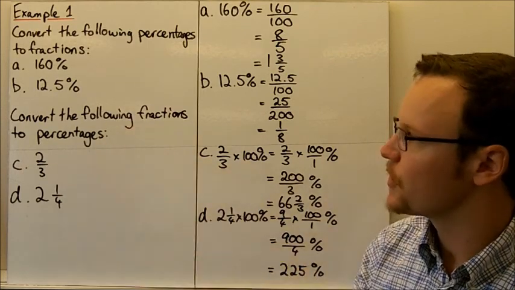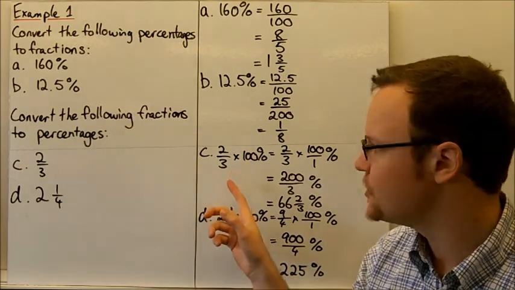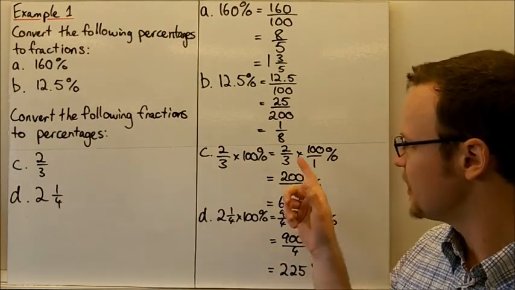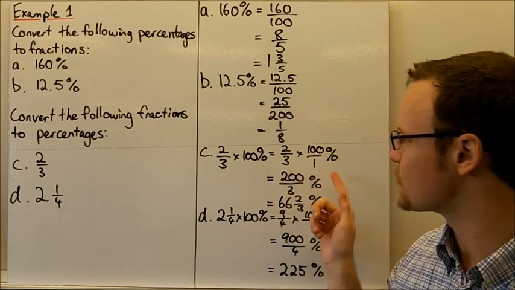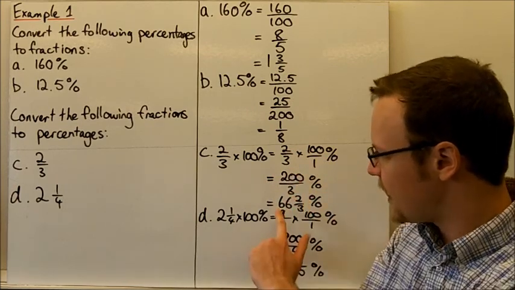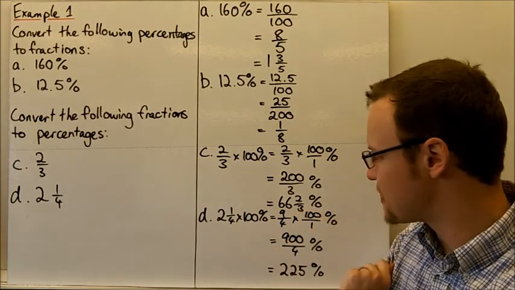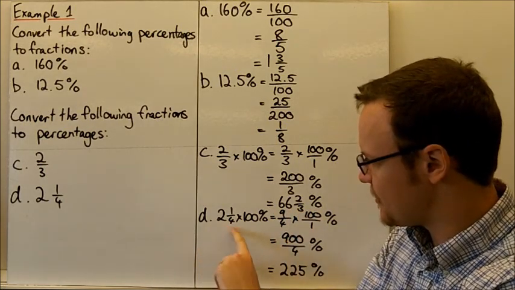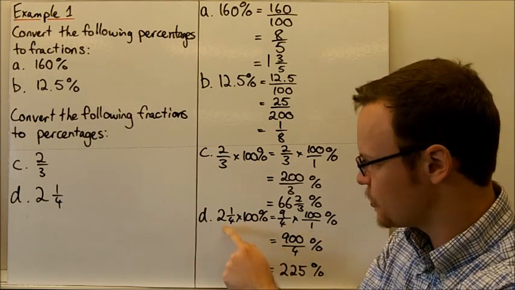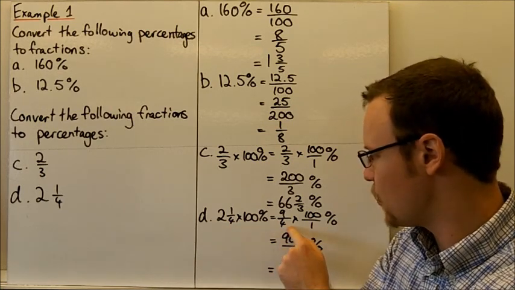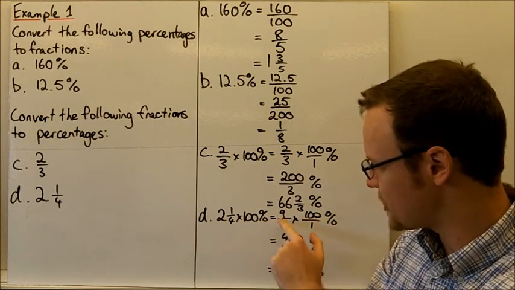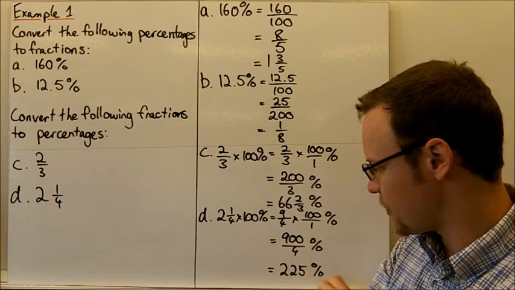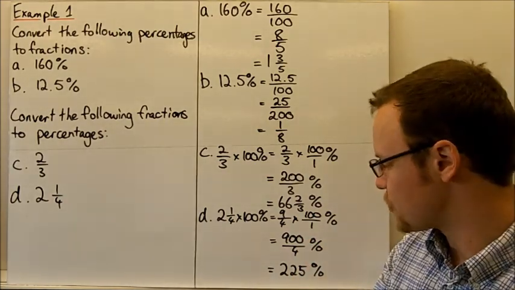So here we're looking at converting fractions to percentages. 2/3, and we multiply that by 100%, that's times 100 over 1%. So 2 times 100 is 200, 3 times 1 is 3, 200 over 3 is 66 2/3%. Here in D, we've got a mixed number, so we can convert that mixed number to an improper fraction. 2 1/4 becomes 9/4, multiplied by 100 over 1%, so 9 times 100 is 900, 4 times 1 is 4, 900 divided by 4, that's 225%.